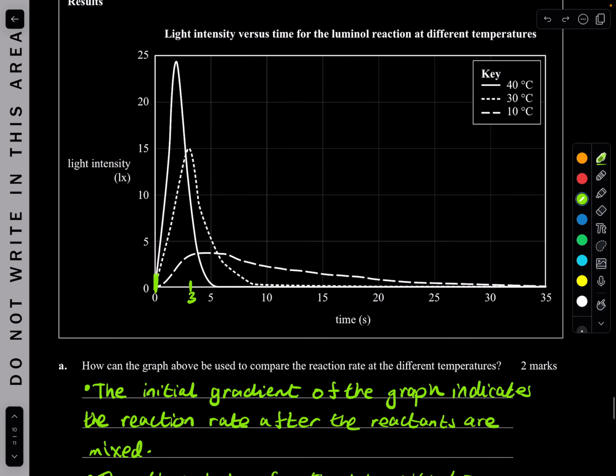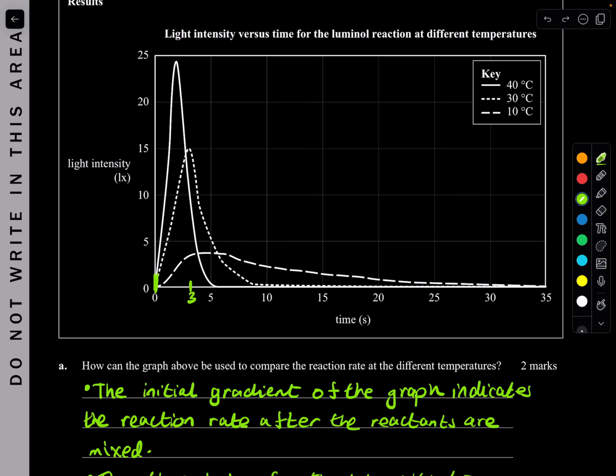And what about when we reach the peak at 3 seconds? After that, we can see a decrease in the light intensity, meaning that the reaction rate is slowing down. It makes sense because the reactants are starting to deplete. They're starting to finish, which tells us that the reaction is slowly coming to an end.